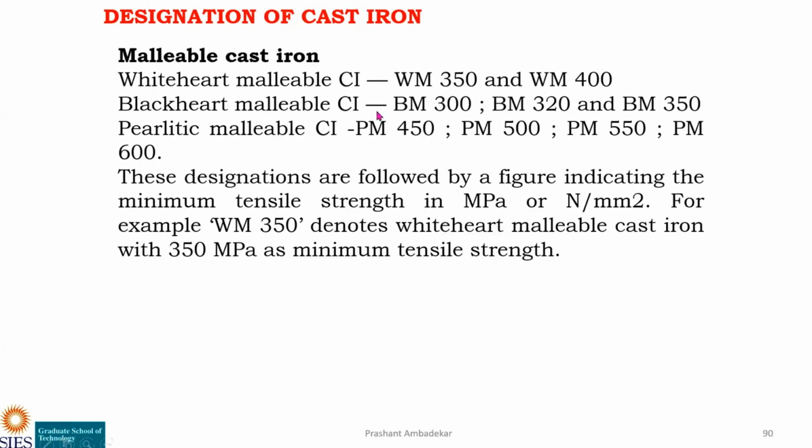Then malleable cast iron. In malleable cast iron again there are two types: white heart malleable cast iron and black heart malleable cast iron. And there is also pearlitic malleable cast iron. It is designated like this: WM 350, WM 400, BM 300, and so on. Again this indicates the tensile strength. So you can understand from this, WM, that is white heart malleable cast iron, having ultimate tensile strength of 350 Newton per mm square.